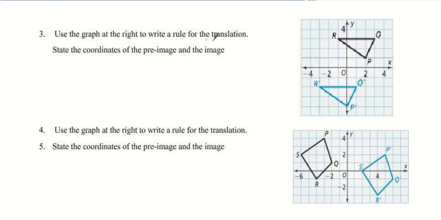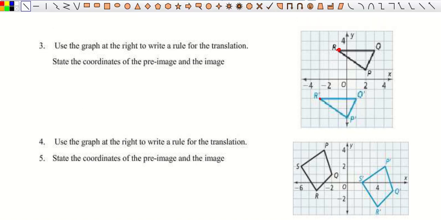We're going to write the rule for the translation. Okay, so all I really need to do, and I know every single point is going to shift the exact same amount, so all I have to do is pick two what are called corresponding points. Corresponding means it's in the same position on both the image and the pre-image. So I can pick R and R prime. Those are corresponding, and I can just count.